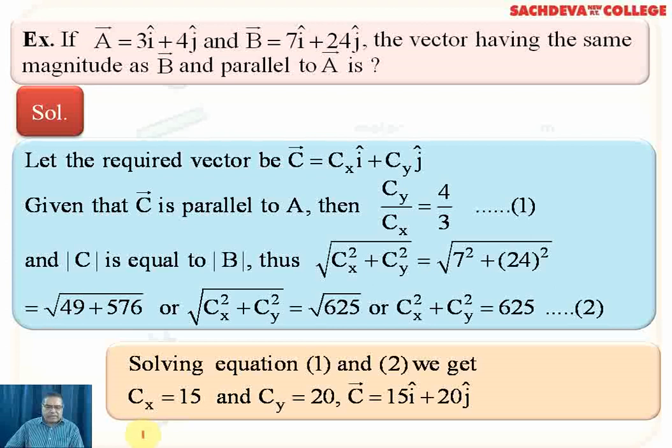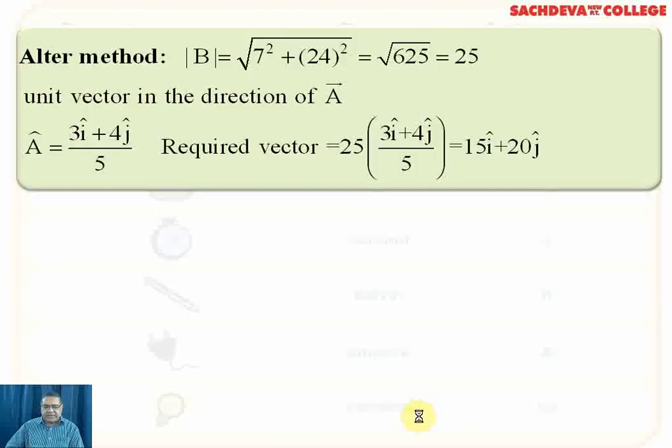So after the calculations, we will find that cx comes to be 15 and cy comes to be 20. So c becomes 15i plus 20j. There is an alternative method. We take the coefficients, square them, add them, and then take the square root. That comes to be 25.